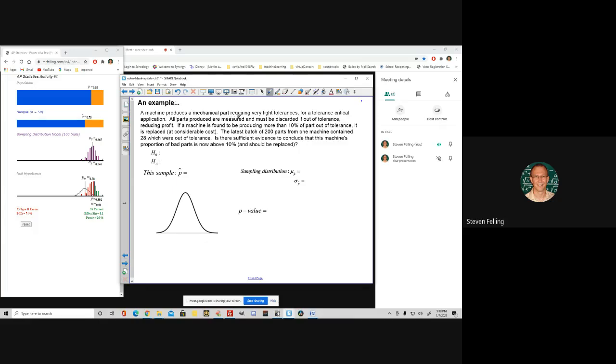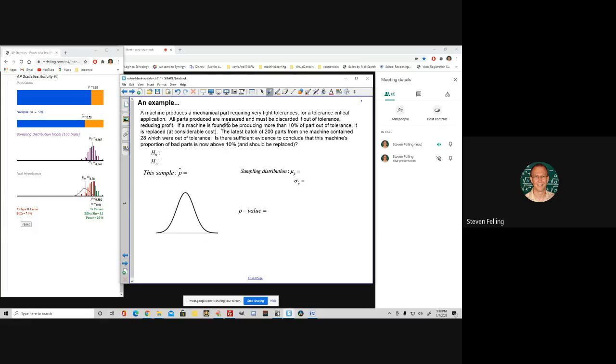All the parts produced are measured and they have to be discarded if they're out of tolerance, which reduces the profit. This was actually true on one of the things I worked on. There was something that was so hard to produce that we just went ahead and let the machine make it. And then we inspected the parts and we just had to throw away the parts that were too short or too long, right? It was too hard to try to control it that accurately to make all the parts come out right. So all the parts are measured. They have to be discarded if they're out of tolerance, right?